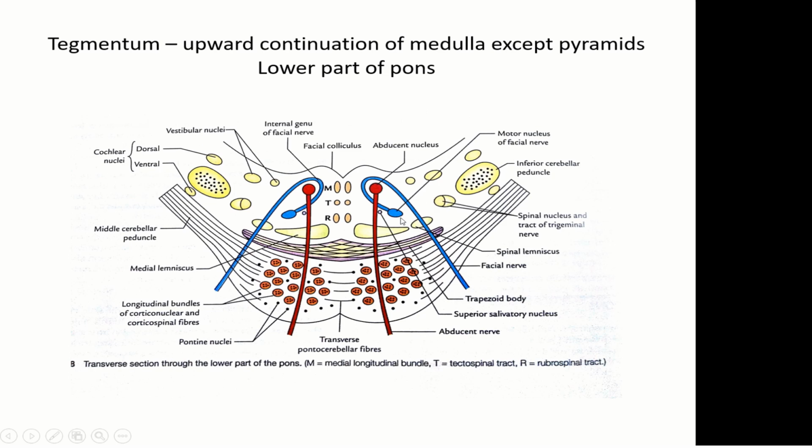Okay, so developmentally, if we see this, the relation of the motor nucleus of the facial nerve to the abducent nucleus is different. Usually this will be lying on the dorsolateral aspect.